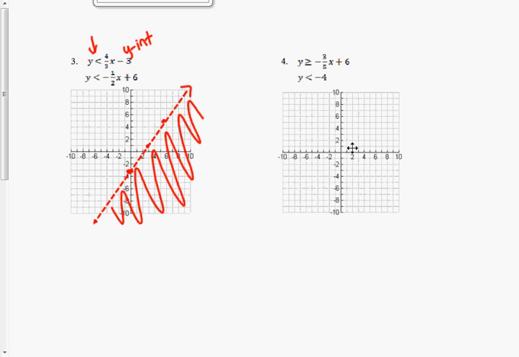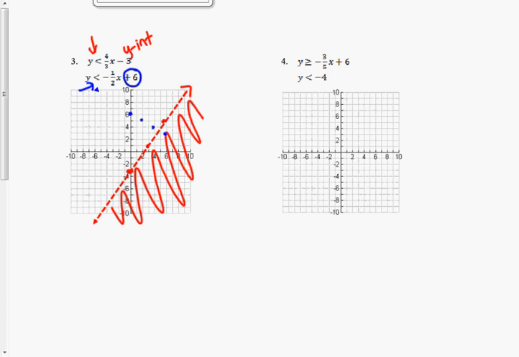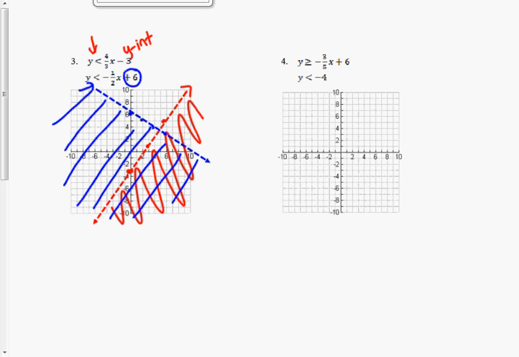For our second graph, I have a y-intercept of +6 and a slope of -1/2. So down 1, right 2, or up 1, left 2. We again don't have an equal to symbol, so we're going to have to use another dashed line to connect these. And it wants us to shade everything less than also. So again, less than is always going to be below that line. So I'm going to shade everything below my blue line.